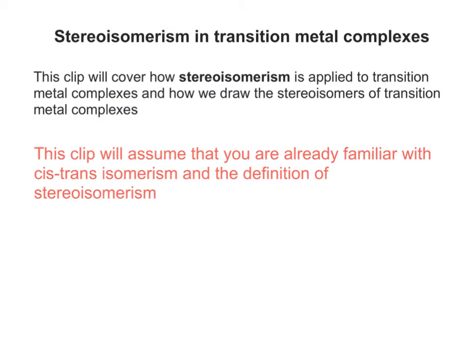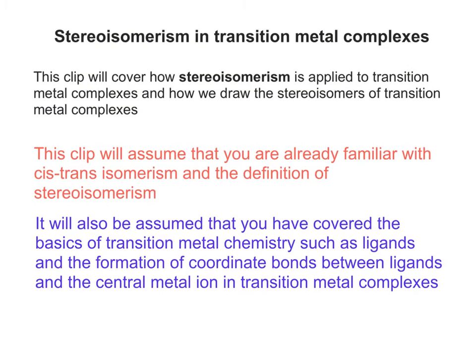The clip will assume that you're already familiar with cis-trans isomerism and the definition of stereoisomerism from your first year A level chemistry. It'll also be assumed that you've done the basics of transition metal chemistry, such as what a ligand is, and the formation of coordinate bonds between ligands and the central metal ion in transition metal complexes.